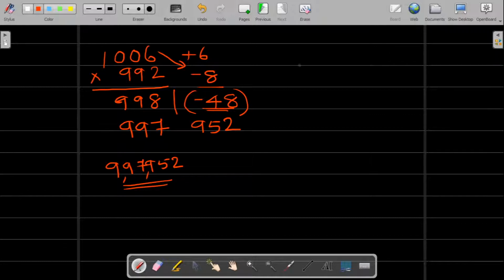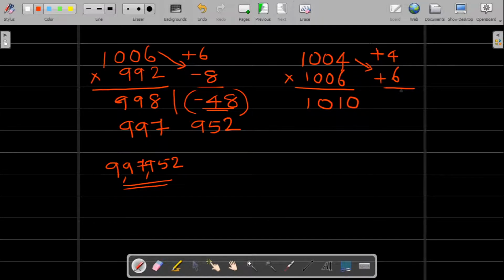Okay, so let me take one more example where we have two 4-digit multiplication. Both the numbers are greater than 1000. So what if I multiply 1004 with 1006? Okay, 1004 multiplied by 1006. This is 4 more. This is 6 more. So diagonally add these two. So you get 1004 plus 6, 1010. Then you get 6 multiplied by 4 as 24.